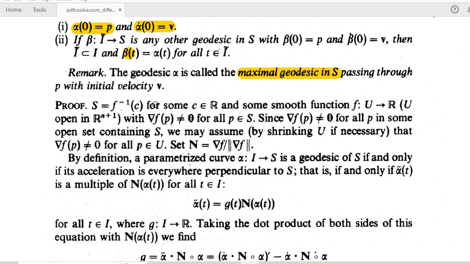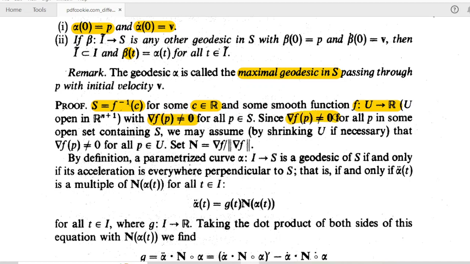Let S equal to F inverse of C for some C belongs to R and some smooth function F from U to R, with nabla of F of P not equal to 0 for all P belonging to S. So we know that S is equal to F inverse of C for some C belongs to R. S is a surface which is equal to F inverse of C, and smooth function F from U to R, U is an open set in R^(n+1) with nabla f of p not equal to 0 for all p belongs to S.